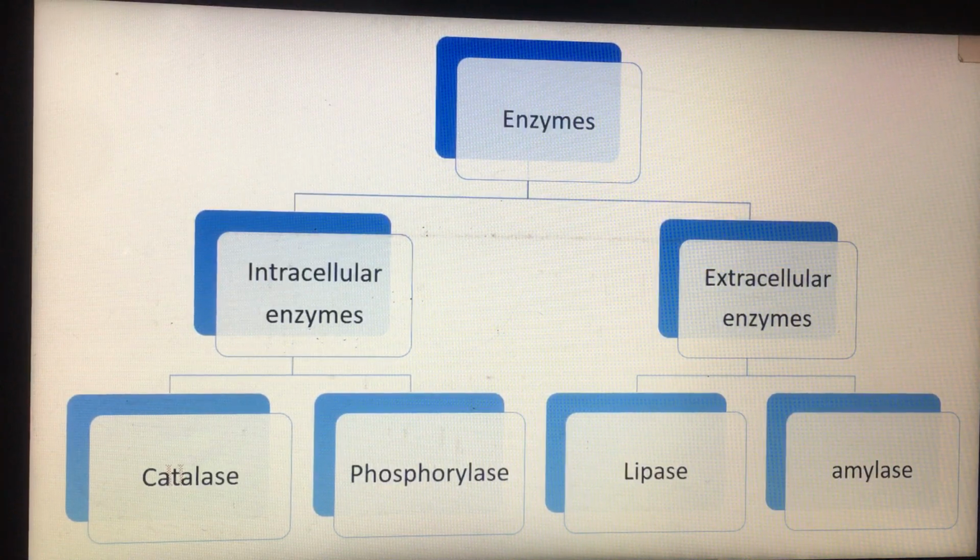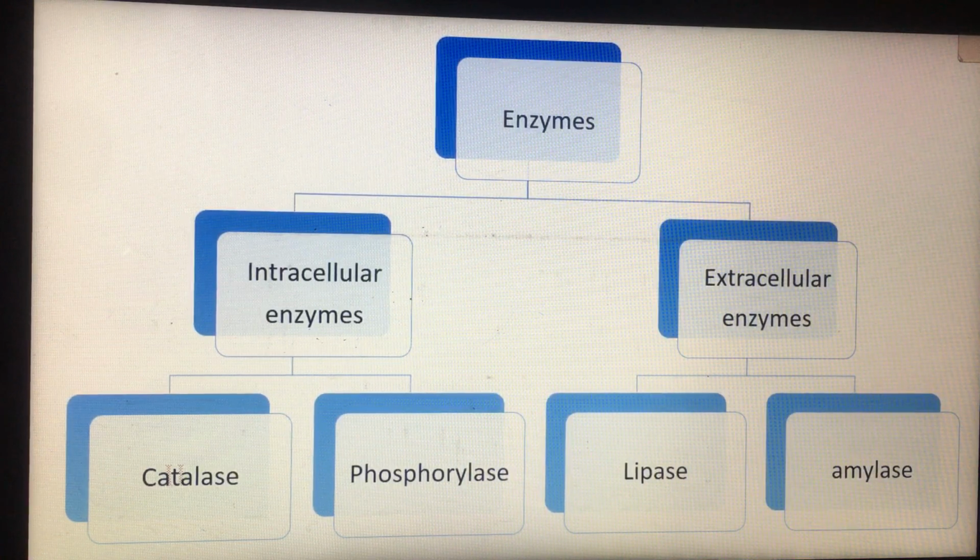Okay, now we have to know that enzymes are specific, which means that they work on one kind of substrate. So let's go back to intracellular and extracellular enzymes and let's give many examples. Let's start with intracellular enzymes. Actually, we have two examples here.